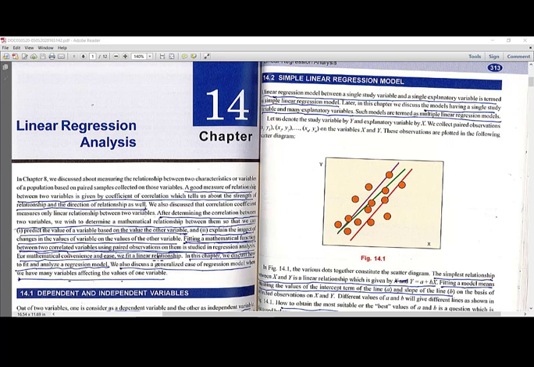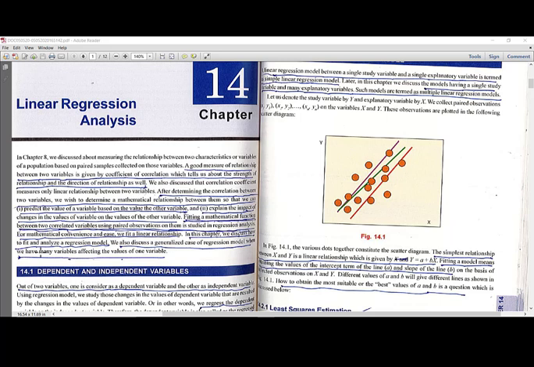And in this presentation, we discuss how to fit and analyze a regression model. We also discuss a generalized case of the regression model when we have many variables affecting the values of one variable.